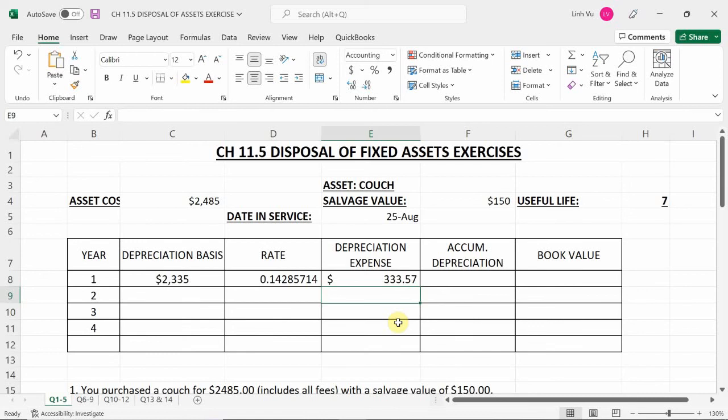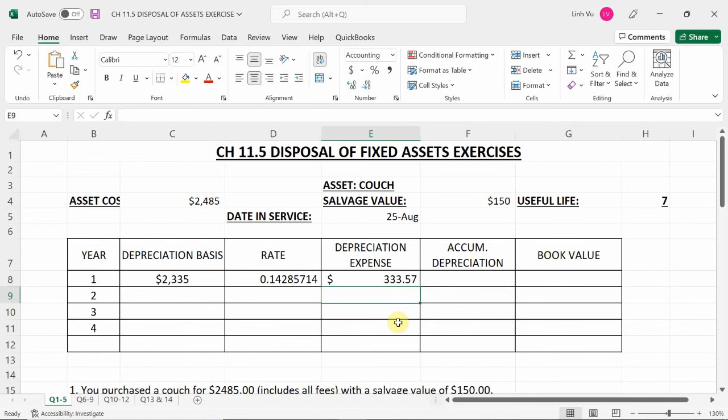So I get 0.333333. And what are you multiplying that 0.3333 by? The depreciation basis. Not the basis. You're going to multiply that, because you only want to know what 4 months out of the year is for the depreciation expense. Because this right here, this $333.57, that's for the whole year.